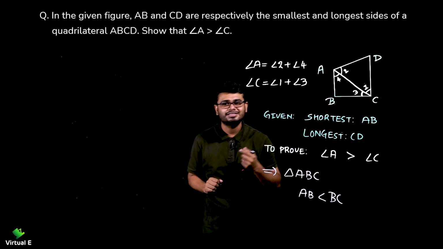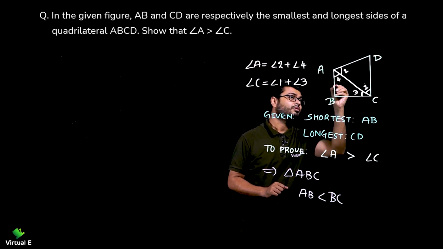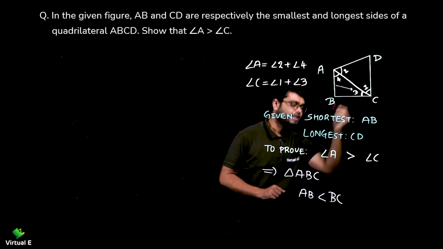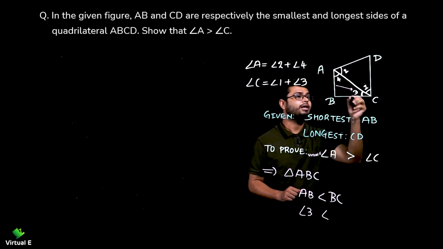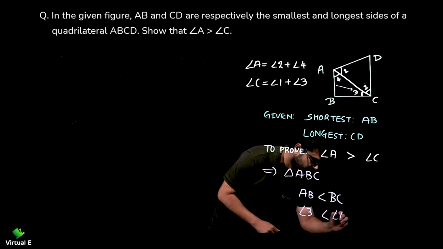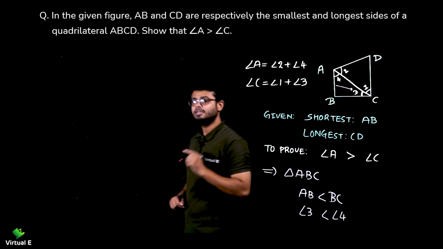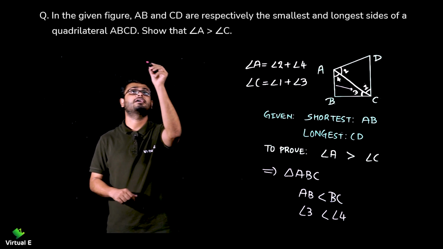So what can we conclude about the angles? Now opposite to AB is what? Angle 3, right? So angle 3 is less than what can we write? Opposite to BC, that is angle 4. Angle 4 it is.